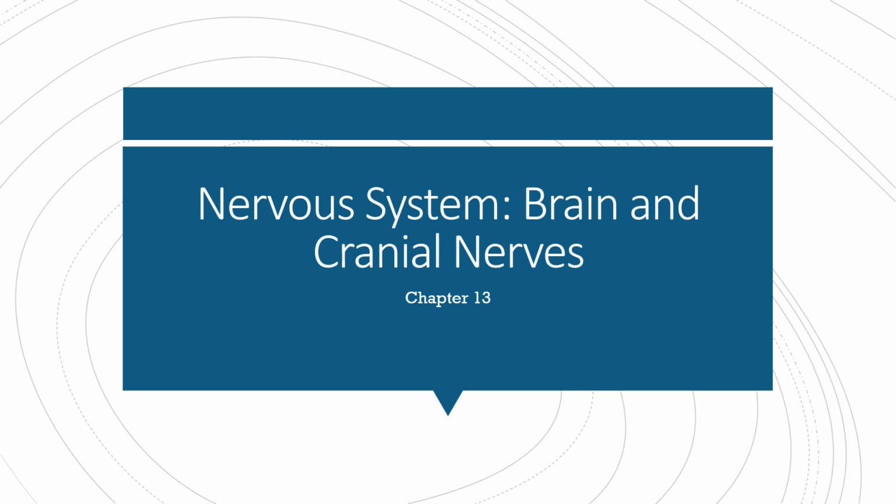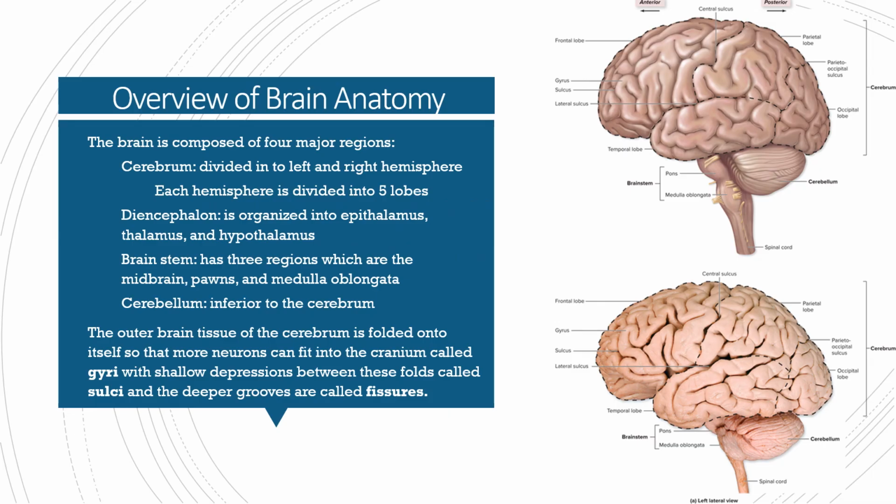Today's discussion is going to be on Chapter 13, the brain and cranial nerves. The brain is composed of four major regions: the cerebrum, the diencephalon, the brainstem, and the cerebellum. The cerebrum is the largest part of the brain, divided into left and right cerebral hemispheres. Each hemisphere is further divided into 5 functional areas known as lobes.